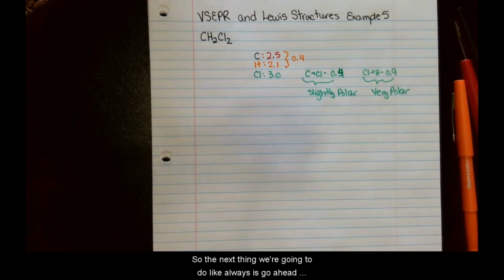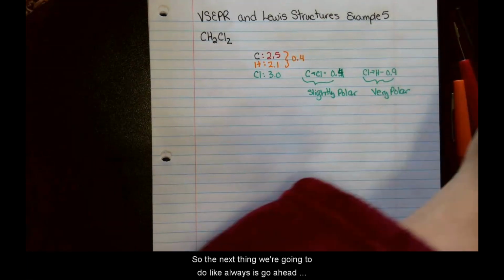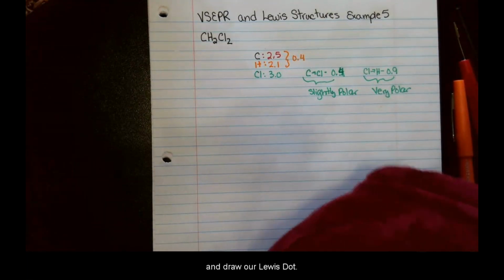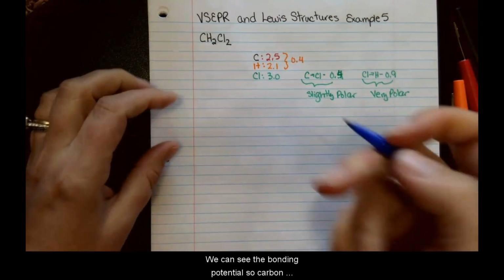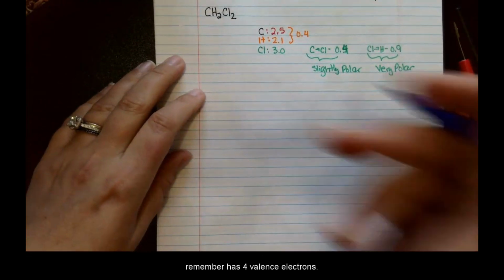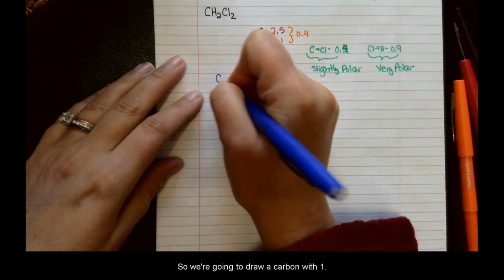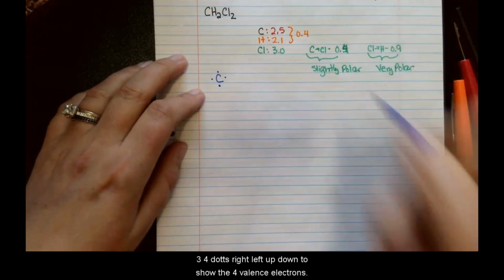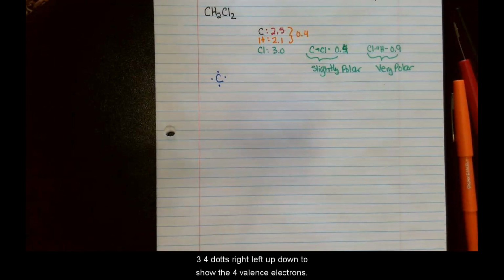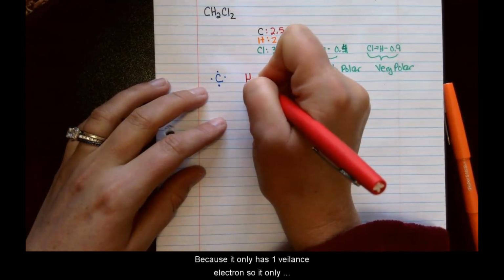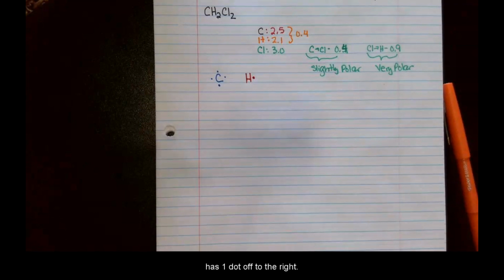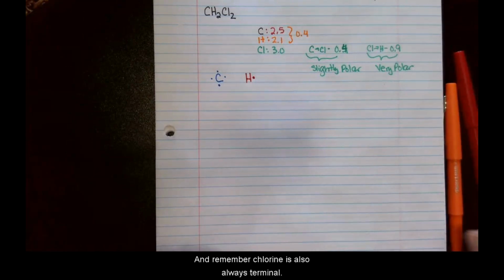So the next thing we're going to do, like always, is go ahead and draw our Lewis dots so that we can see the bonding potential. So carbon, remember, has 4 valence electrons. So we're going to draw carbon with 1, 2, 3, 4 dots, right, left, up, down, to show the 4 valence electrons. Hydrogen is always terminal because it only has 1 valence electron, so it only has 1 dot off to the right. And remember, chlorine is also always terminal.